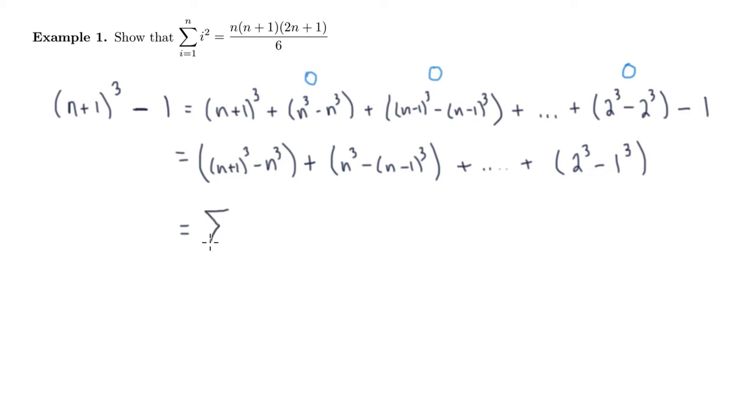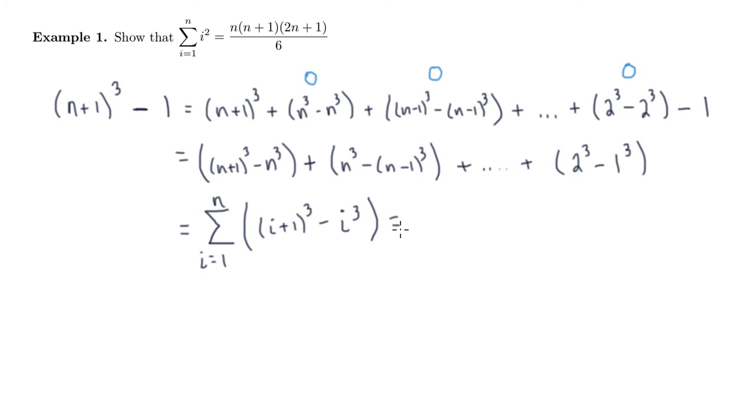So this is the sum. Let's see, we're starting at i equals 1 and going all the way to n. And then what are we adding up? We're adding up (i plus 1) cubed minus i cubed. Okay, so nothing strange here.